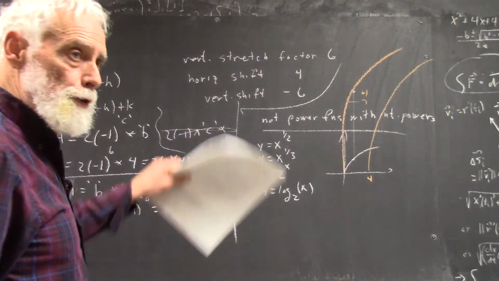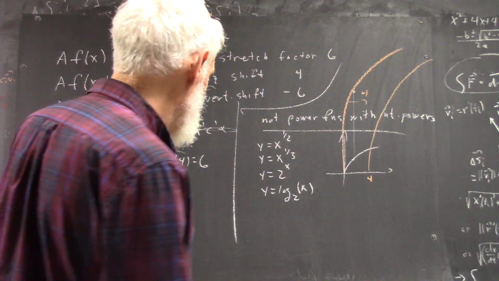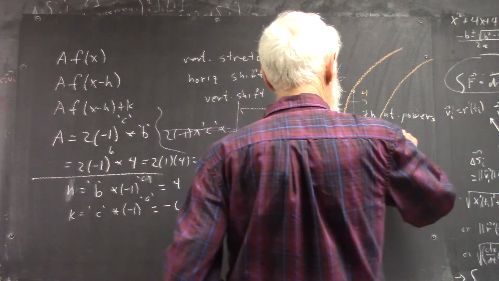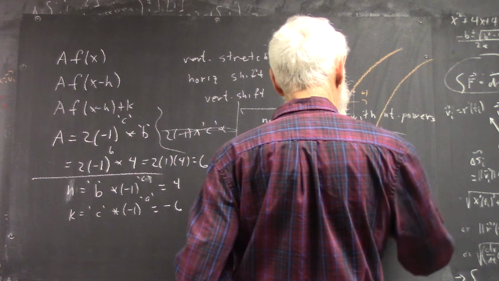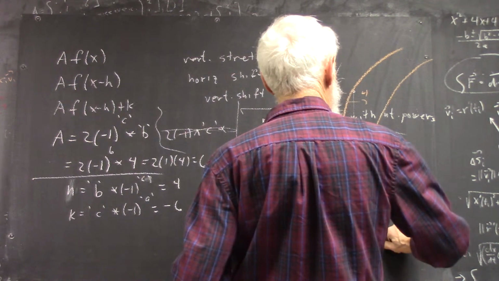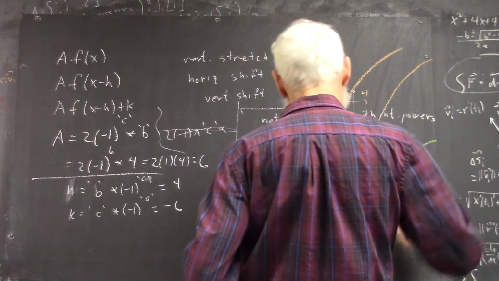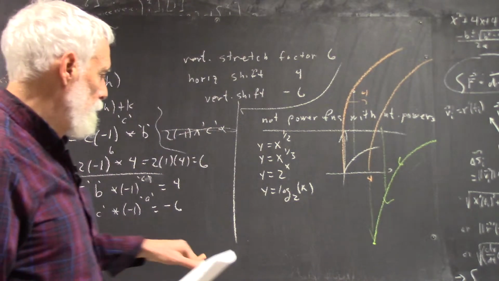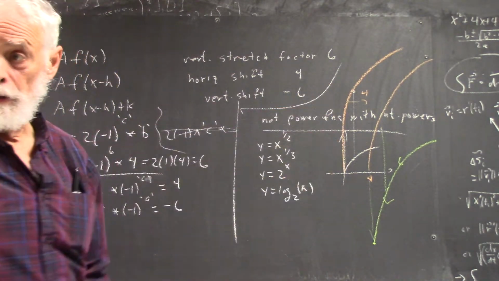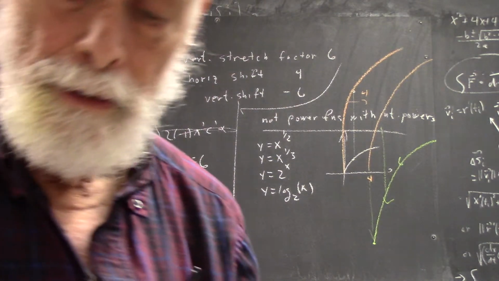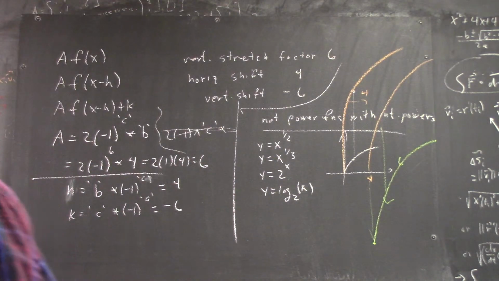Then it's going to vertically shift 6 units down. So it goes down 6 units. So this point goes down to here, and the graph ends up looking like this. And then you do the graph for x to the 1/3, 2 to the x, log base 2 of x, same thing. Okay? That's how transformations are done.